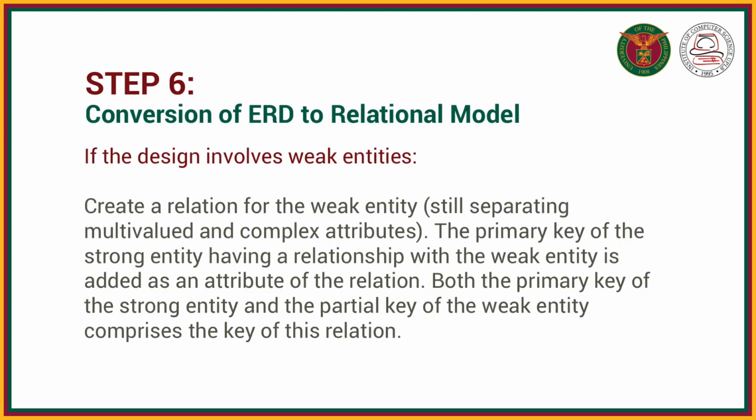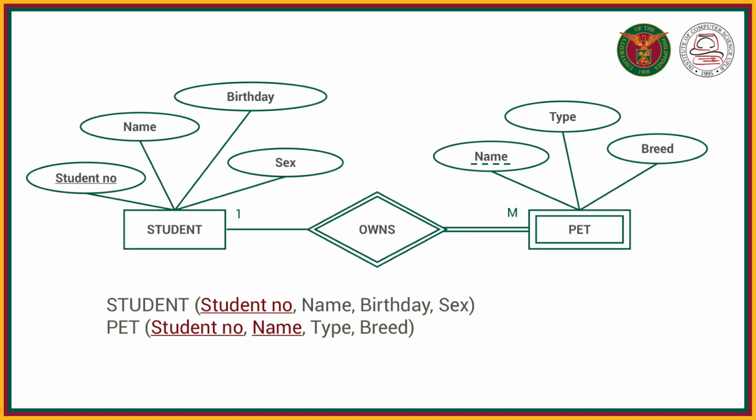Moving on to step 6, if we have a weak entity type, recall lang natin yung weak entity type are dependent on an independent entity type. So create a relation for the weak entity type with its attributes. Multivalued and complex attributes still need to be separated from the relation. The primary key of the strong entity having a relationship with the weak entity is added as its attribute. The primary key of the strong entity type and the partial key of the weak entity type comprise the weak entity type's relation key. So example, a student may or may not own a pet.